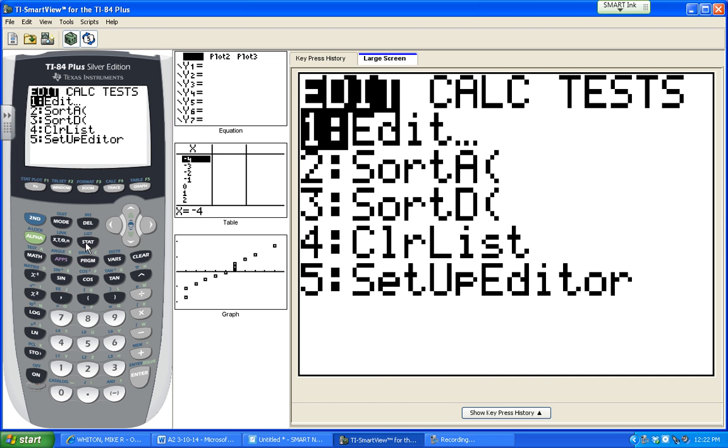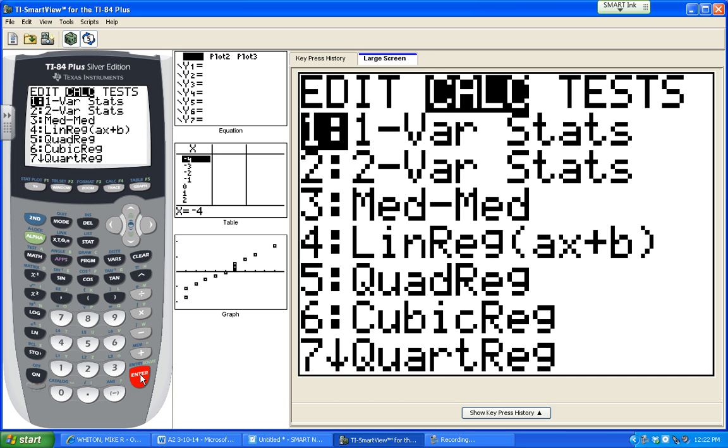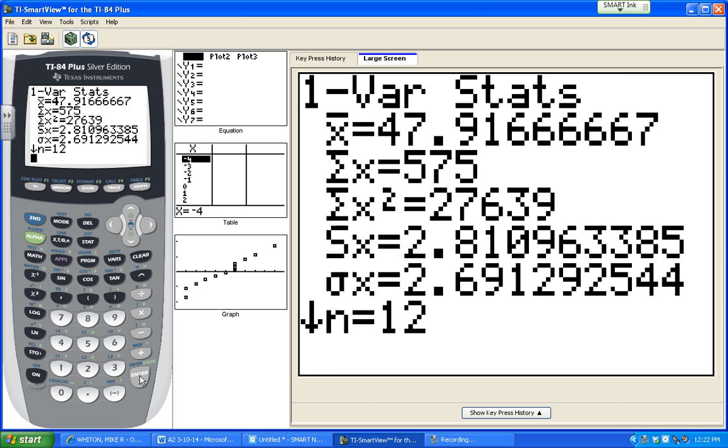Again, the data is already in list 1. So let's get the one variable stats of that. There's our sample mean. We'll go 47.92. Standard deviation, we're going to use the Sx. Okay, that's going to be our standard deviation of our sample. And then our mean, of course, x bar. We're not going to use this.